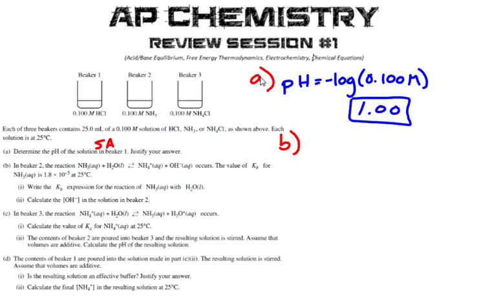All right. So we move forward. Letter B. Let's take a look. It says in beaker 2, the reaction NH3, so ammonia plus water, gives the ammonium ion and hydroxide ion occurs. The value of Kb for the reaction, or for NH3, is 1.8 times 10 to the negative fifth. I. Write the Kb expression. So please, write the Kb expression for I. And then, if you want, calculate the OH concentration in the solution. If you're not sure about that, we'll get there, but you should be able to get at least I. Get that expression done. What would that look like?